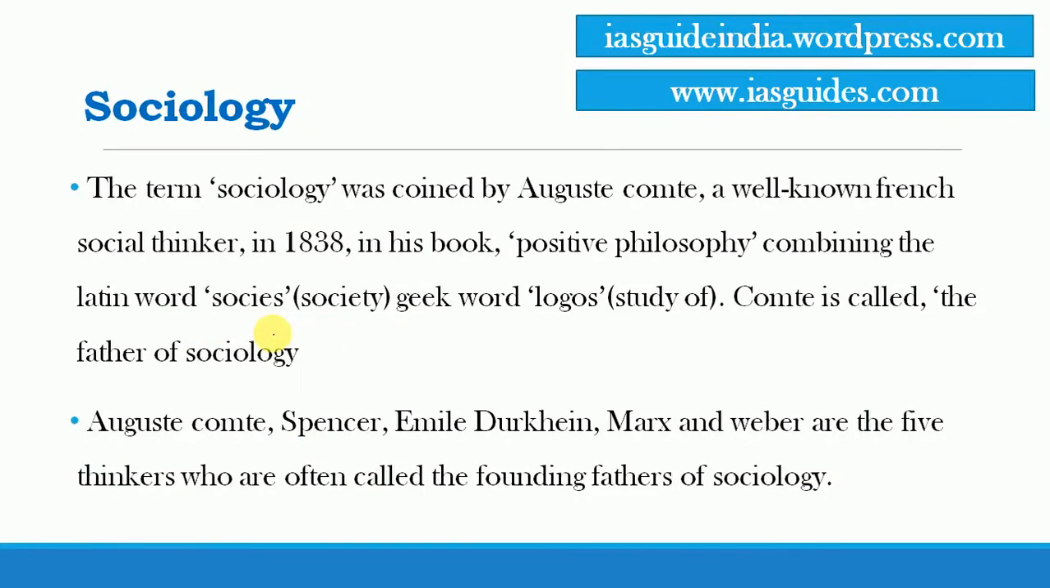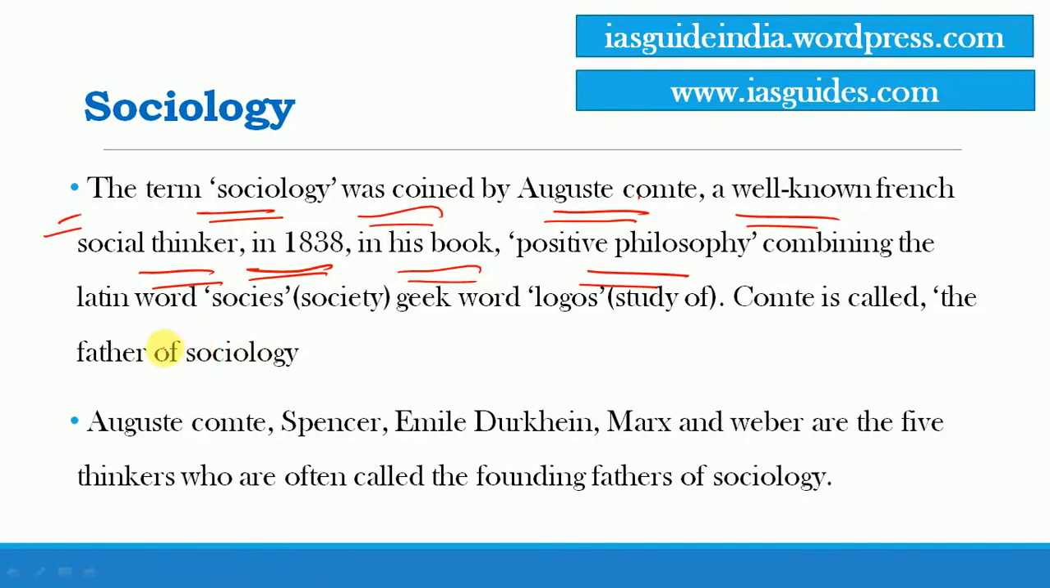Let's move on to some more explanation of the meaning of sociology. Actually, the term sociology was coined by Auguste Comte, a well-known French social thinker, in 1838 in his book Positive Philosophy, and he combined the words socius, that means society, and logos, that means study of society. Comte is called the father of sociology. We all know that. Commonly, sociology is concerned with man, his social relations, and his society. That is the common definition we can give.